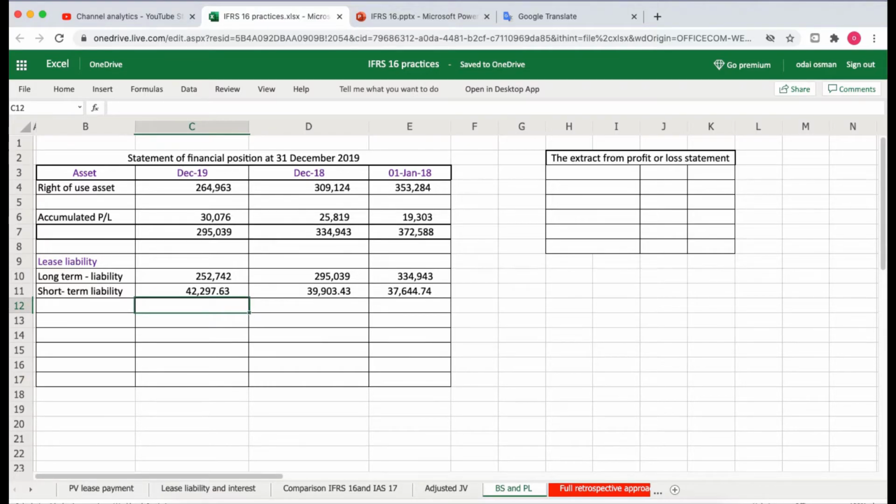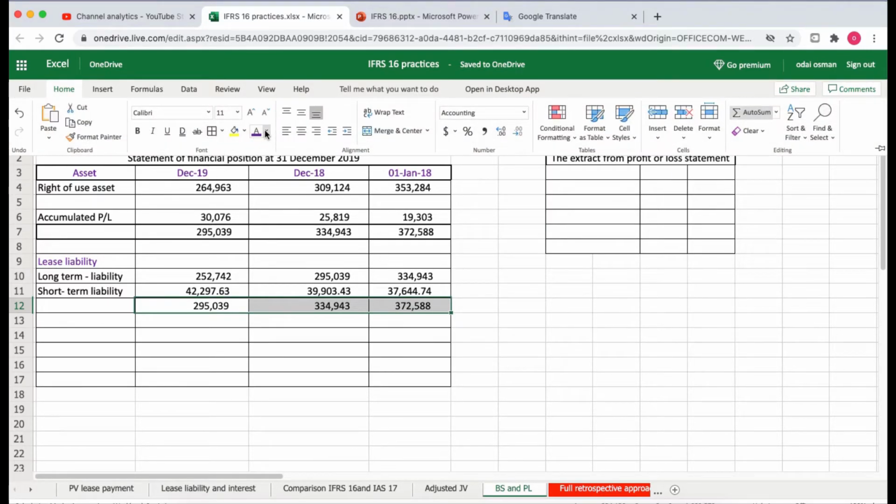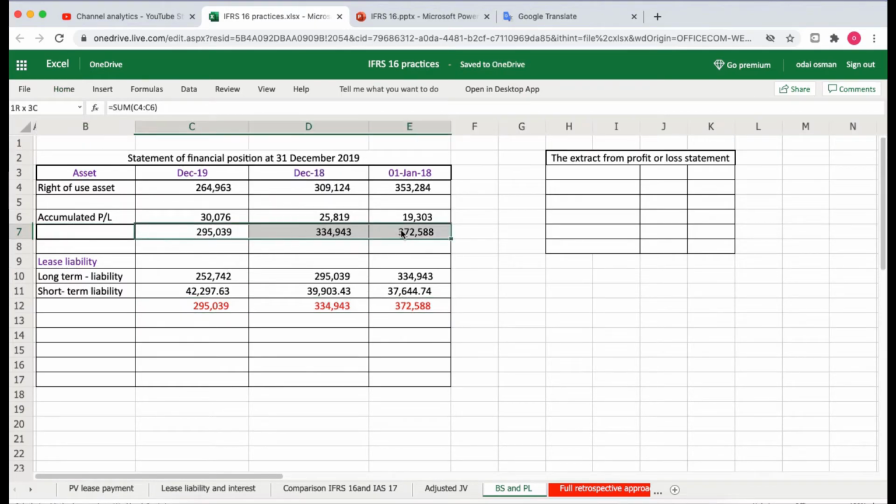So if we sort out, equal some aggregate of this amount, so we can make a control of this total. Control equal this amount.